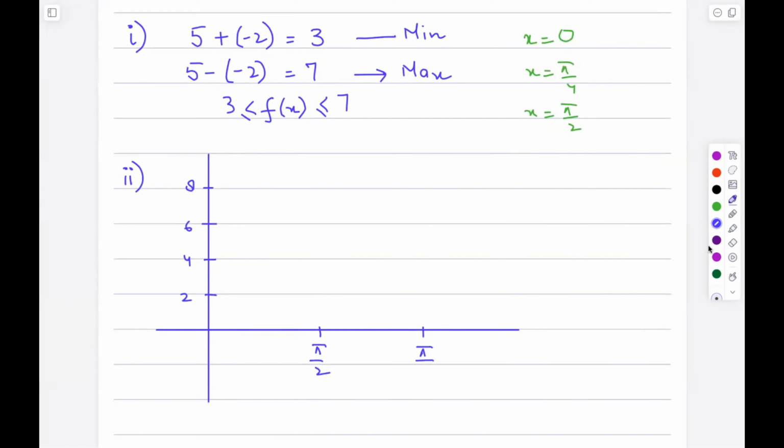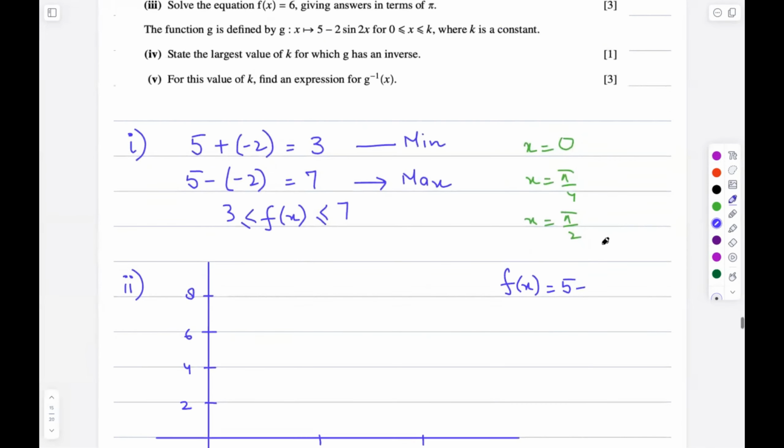So now to make the graph of f of x, we know that the function f of x is 5 minus 2 sine of 2x.